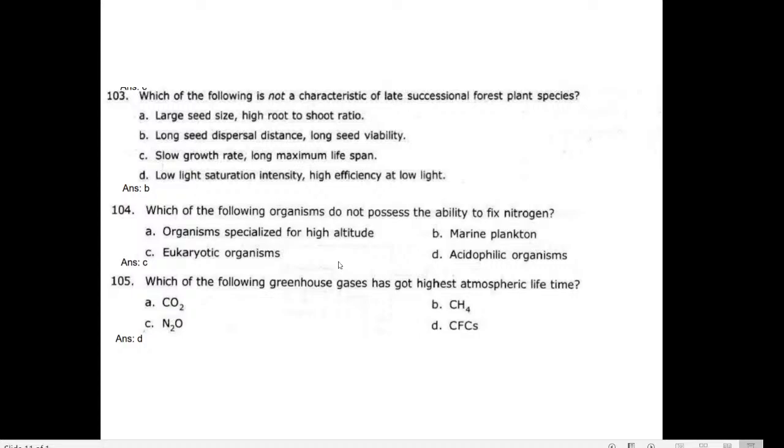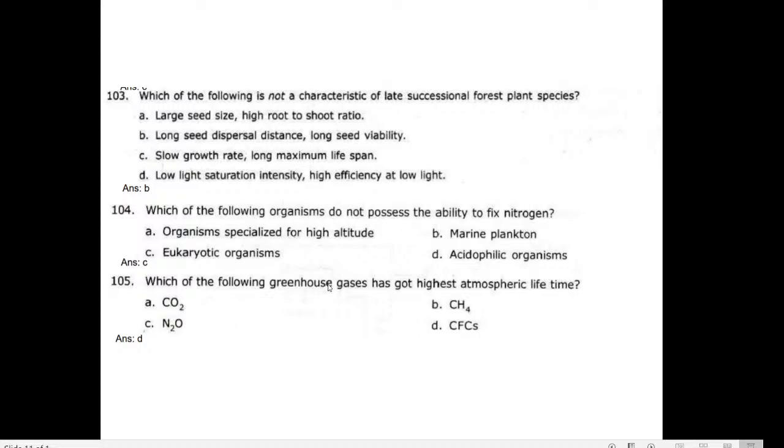The next concept is which of the following organisms does not possess the ability to fix nitrogen. Eukaryotic organisms are not able to fix nitrogen. Organisms specialized for high altitude, marine planktons, and acidophilic organisms are able to fix nitrogen.